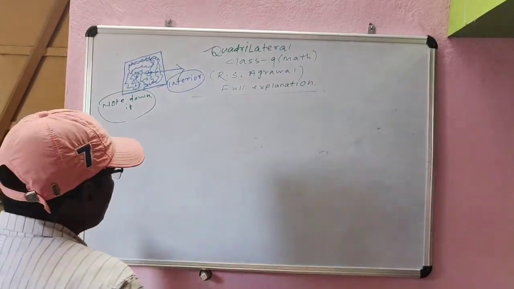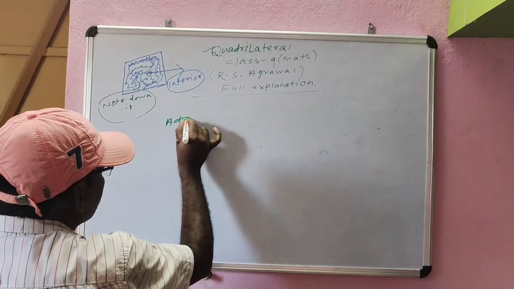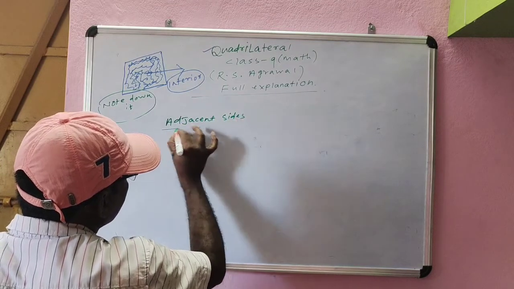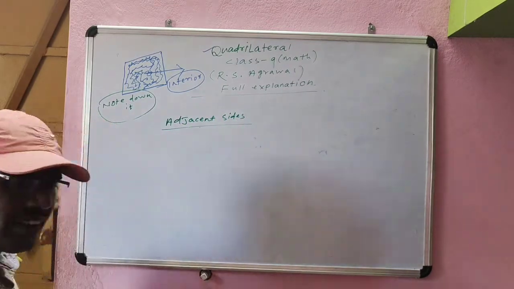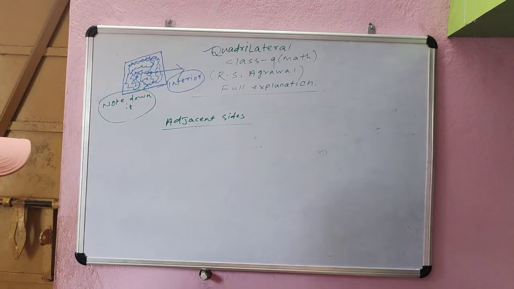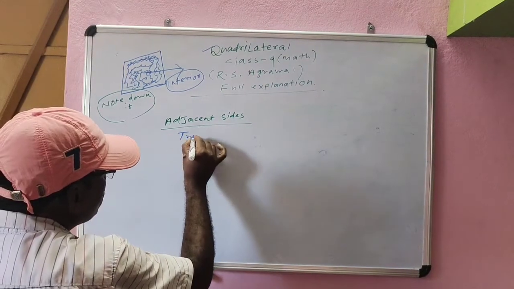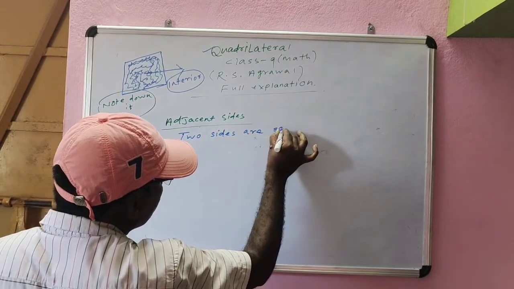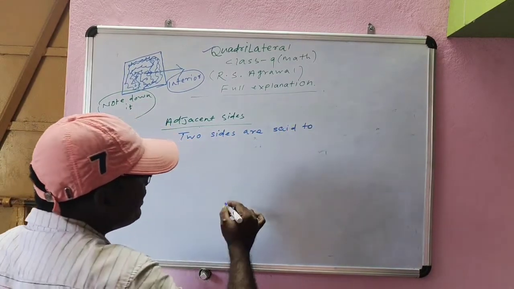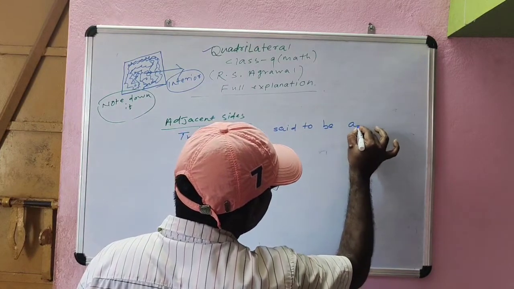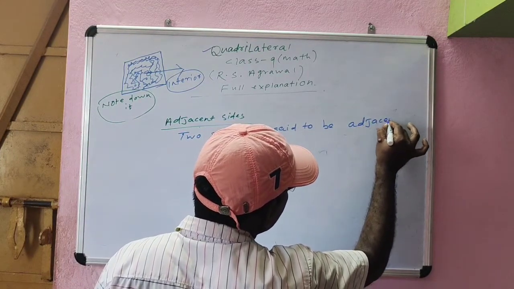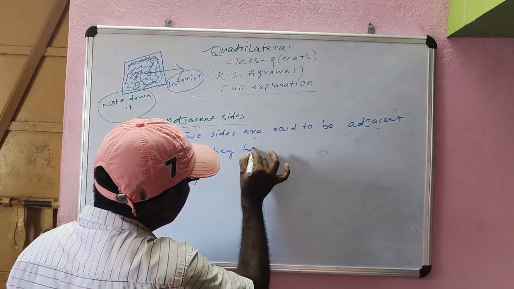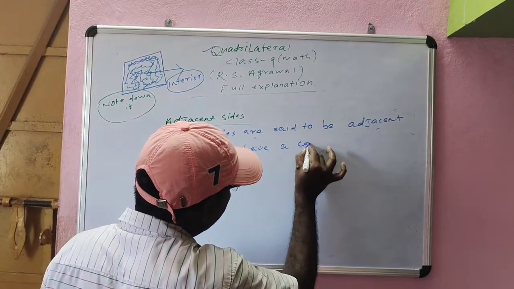Now adjacent sides. So what are adjacent sides? Two sides are said to be adjacent if they have a common endpoint.